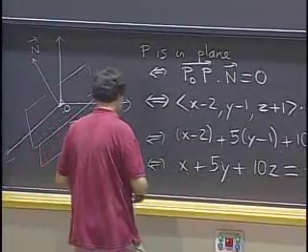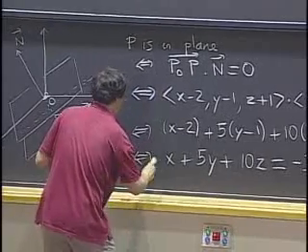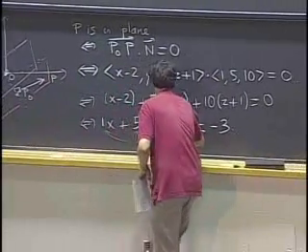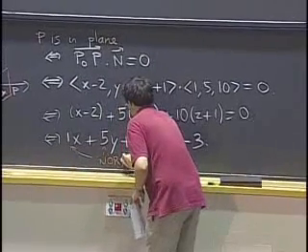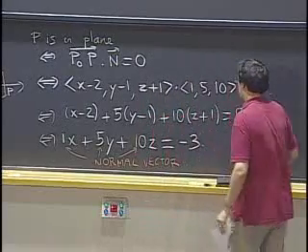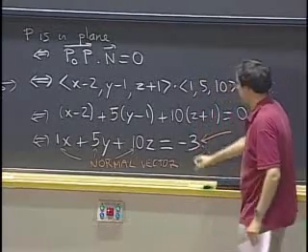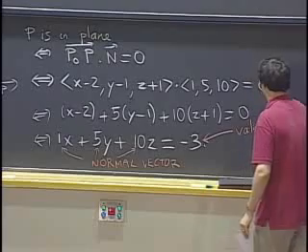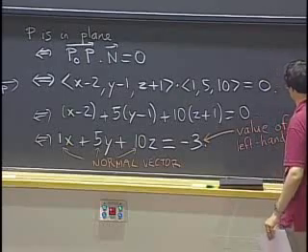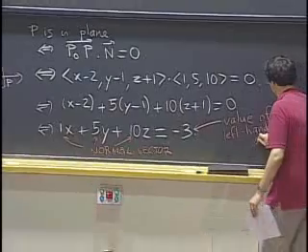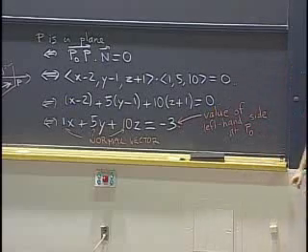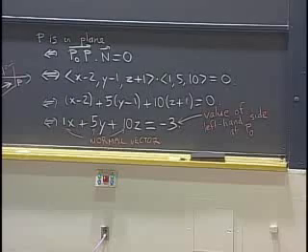Okay, so let me point out. So maybe I'll put a 1 here again. So these three numbers, 1, 5, 10, are exactly the normal vector. Okay. And one way that we can get this number here is by computing the value of the left-hand side at the point P0. We plug in the point P0 into the left-hand side. Okay? Any questions about that?